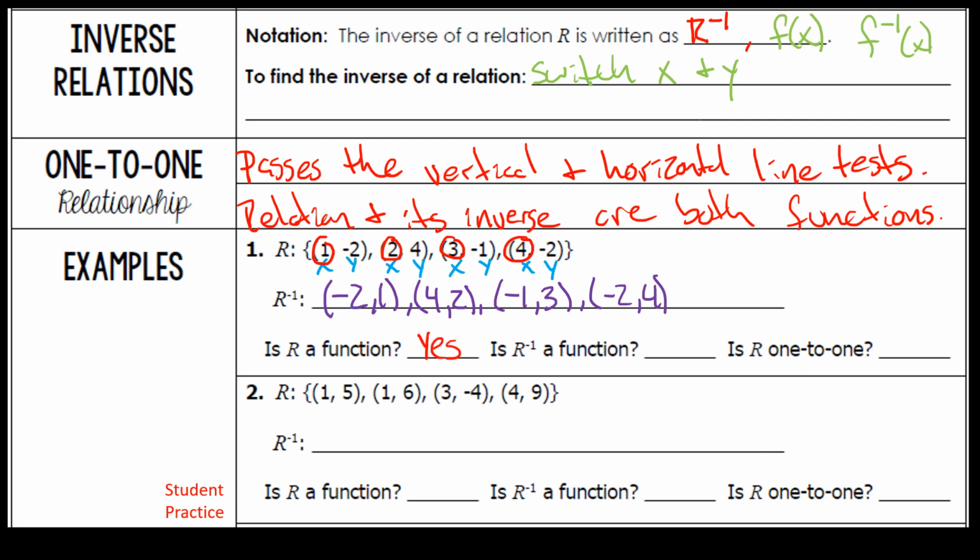Now, is the inverse of R a function? Well, we're going to look at those x values: -2, 4, -1, -2. You see these -2's here, those repeat. So the inverse is not a function. So because the inverse is not a function, then R itself is not one-to-one, because we would need both of these to be yes. So this is a no.